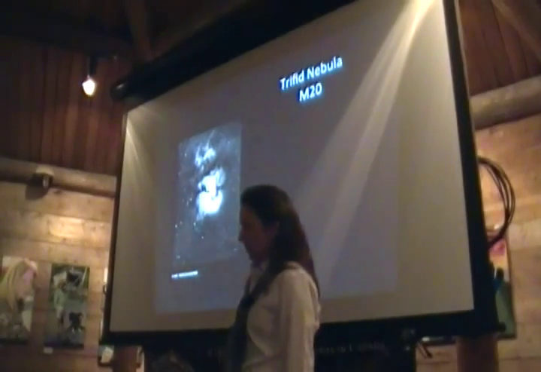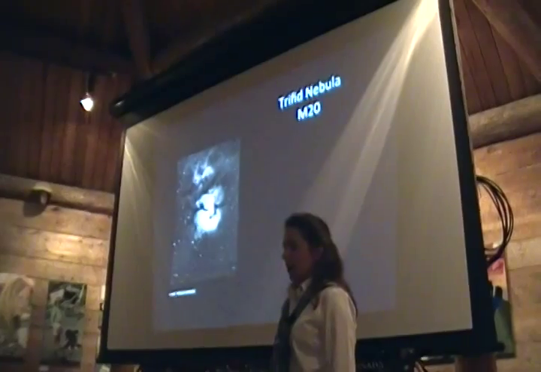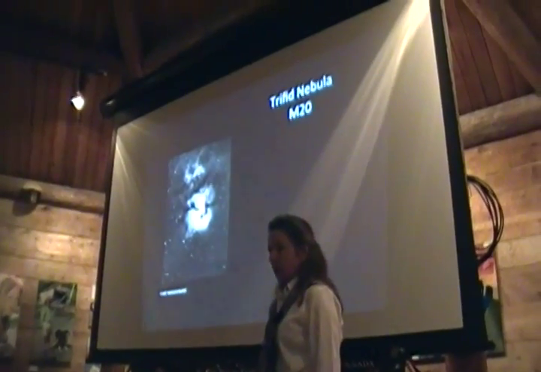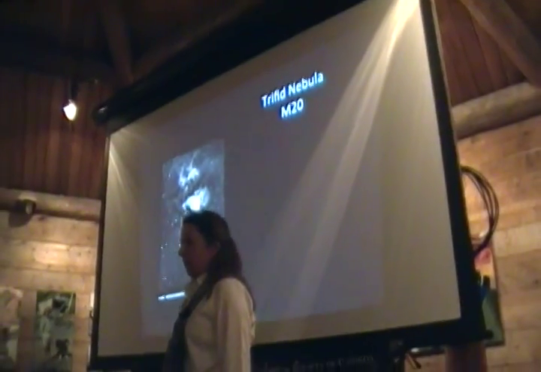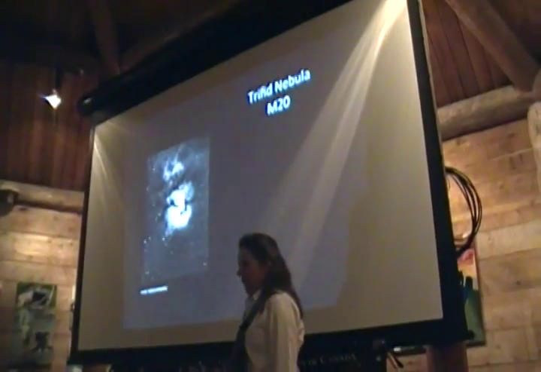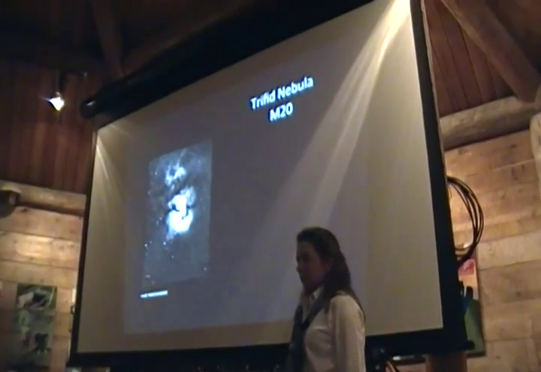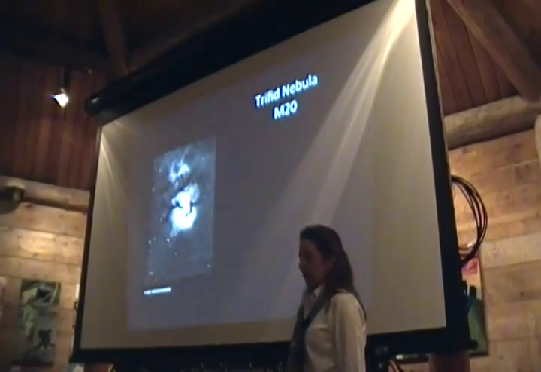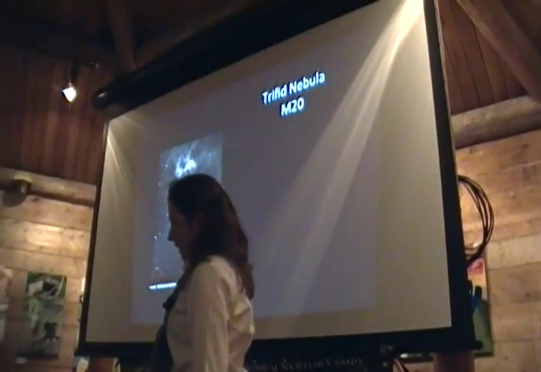This is the Trifid Nebula, and this is M20, Messier 20. Messier made a catalog of fuzzy things because he was hunting for comets, and the other fuzzy things that weren't comets kept annoying him and distracting him. And so he made this catalog that is well known to amateur astronomers as sort of the great deep sky object catalog. Anyway, this was number 20 on his list of annoyances.